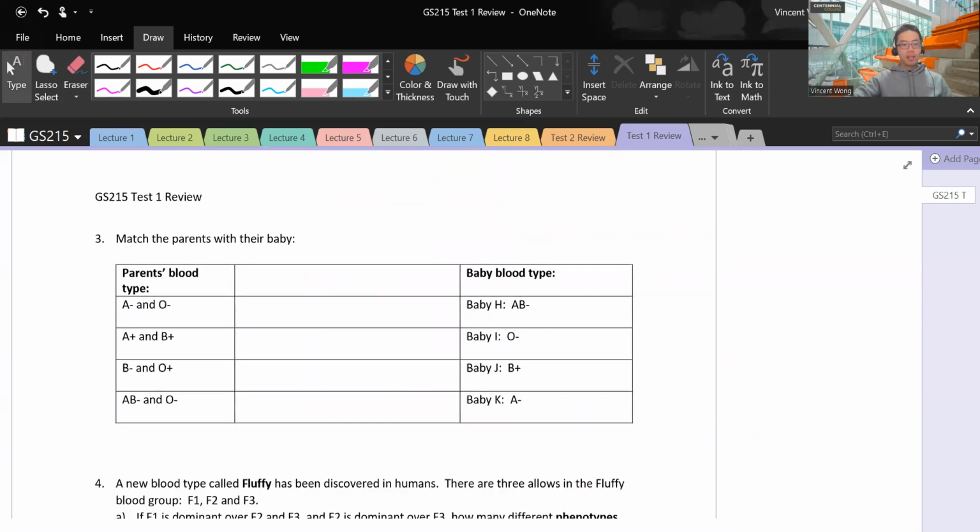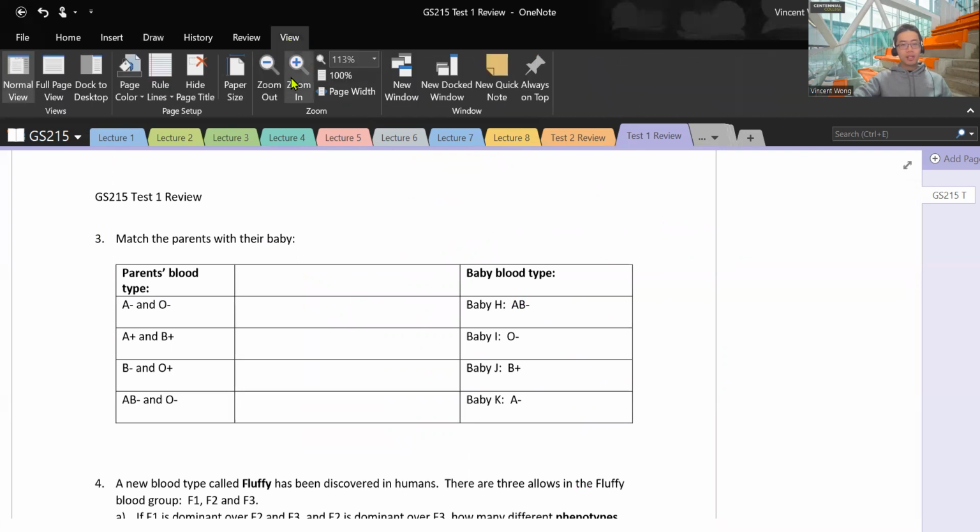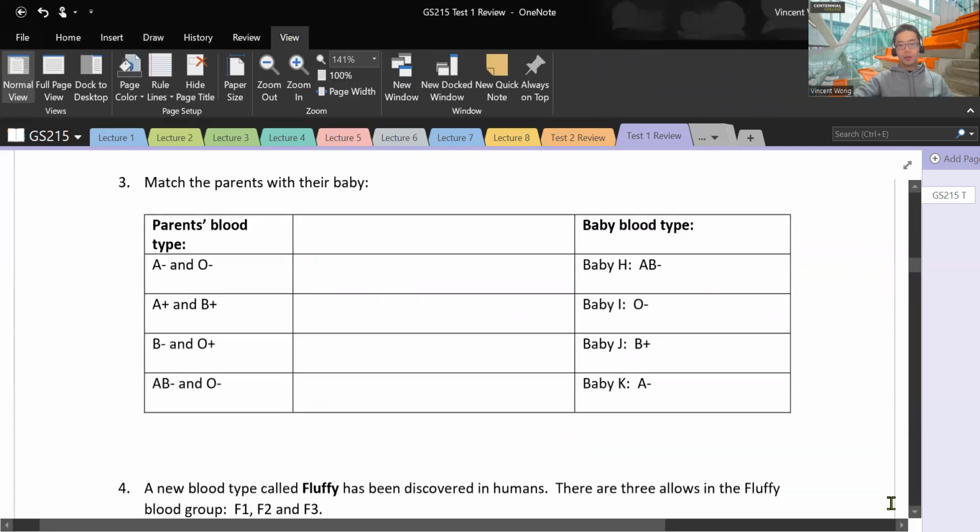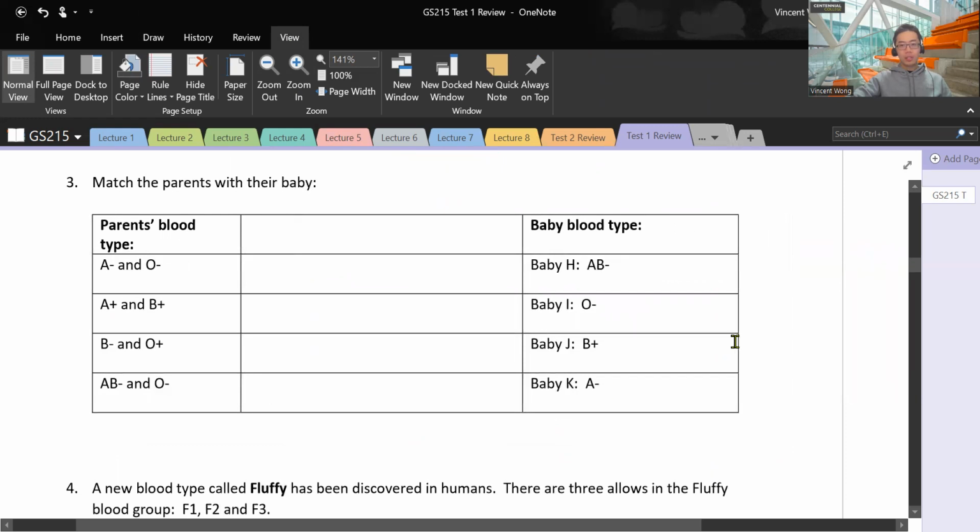All right, let's match some babies to their parents. I believe there are some matching questions on the test. We've done quite a bit of practice in class already, but this is good to go through.